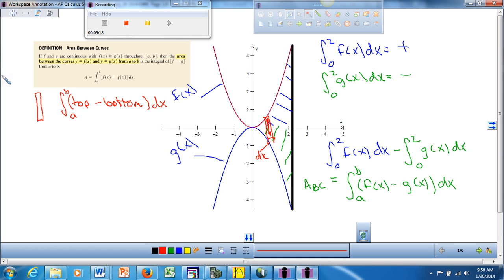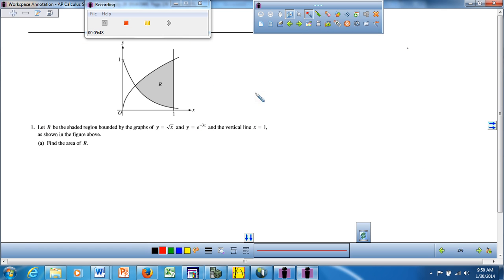So everyone is clear that when we look at this rectangle, our top is up here, and our bottom is down here. And to find that distance, you do top minus bottom. Okay. Now let's look at that first example.